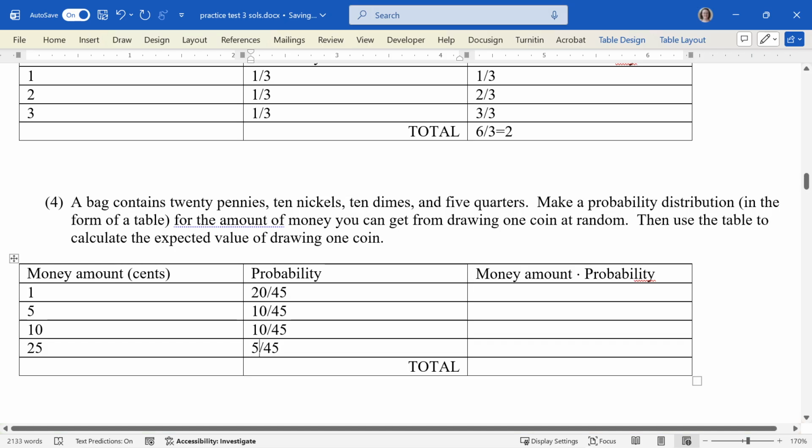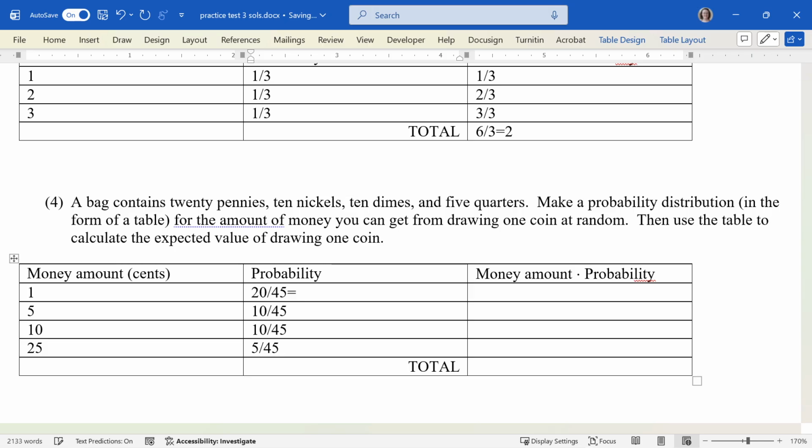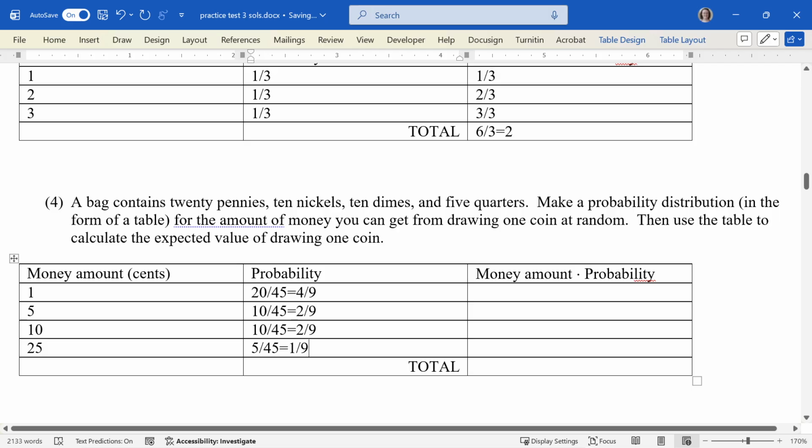Okay. I think I could simplify these, but maybe since I'm going to be multiplying them together, I'll take a 5 out of the numerator and the denominator on each one. You could even just convert this to a decimal, but I'll just divide top and bottom both by 5. So this will be 4 over 9. This will be 2 over 9. This will be 2 over 9. And this will be 1 over 9. Let me make sure those still add up to 1. 4 plus 2 plus 2 plus 1.